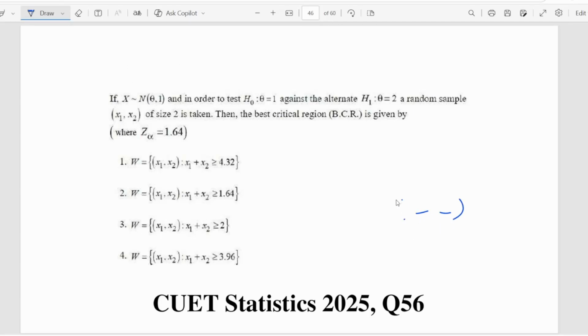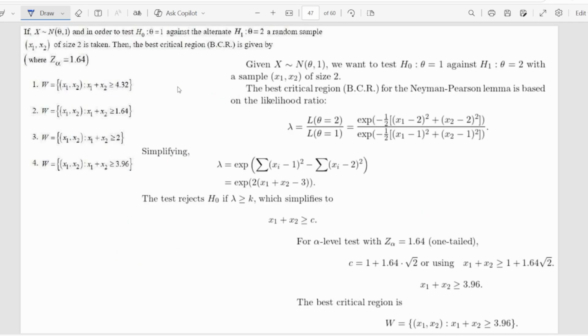Let's get started with this question on computing the best critical region for the given hypothesis testing setup, where we have the underlying distribution as the normal distribution. Now we first note the hypothesis and use the Neyman Pearson lemma to observe the best critical region with respect to the likelihood ratio.